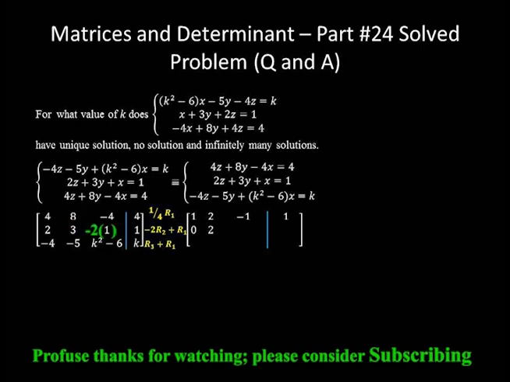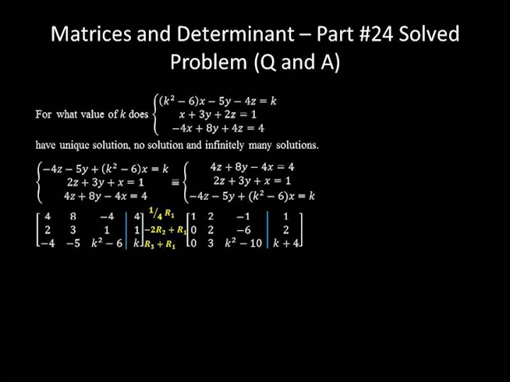Negative 2 times 1 is negative 2. Negative 2 plus negative 4 is negative 6. Negative 2 times 1 is negative 2. Negative 2 plus 4 equal to 2. When we move to row 3, negative 4 plus 4 equal to 0. Negative 5 plus 8 equal to 3. K squared minus 6 plus negative 4 equal to k squared minus 10. And k plus 4 is simply k plus 4 itself.